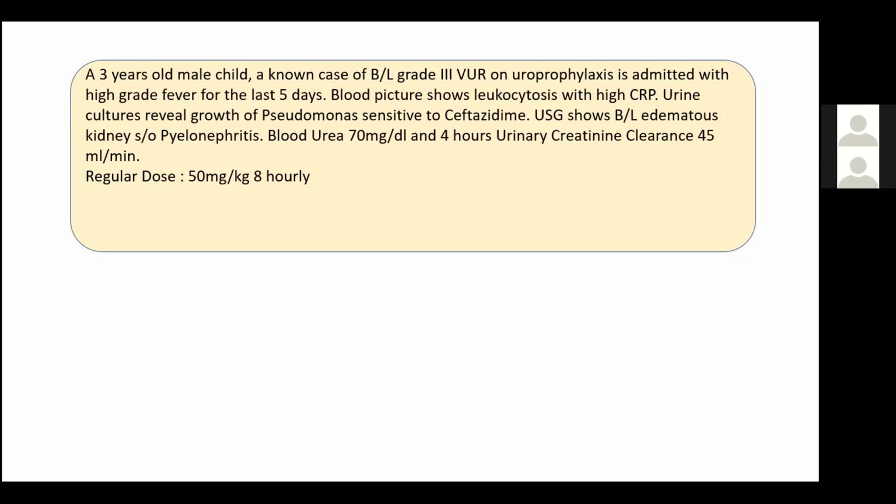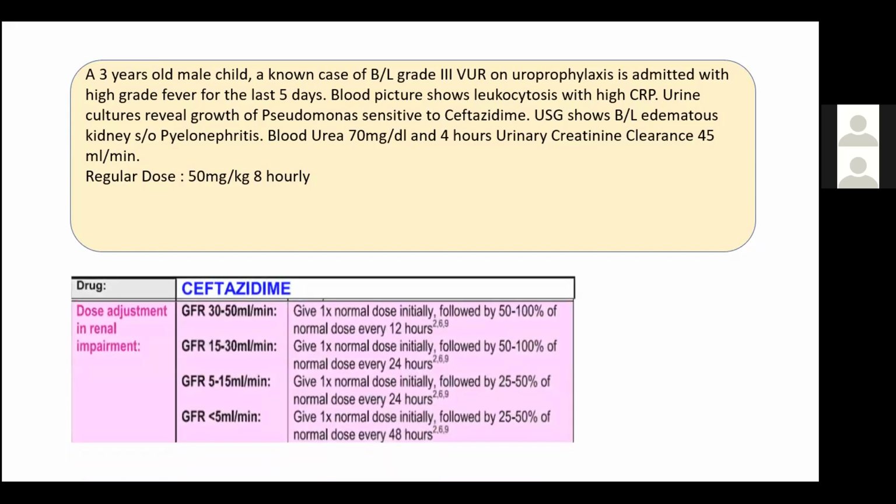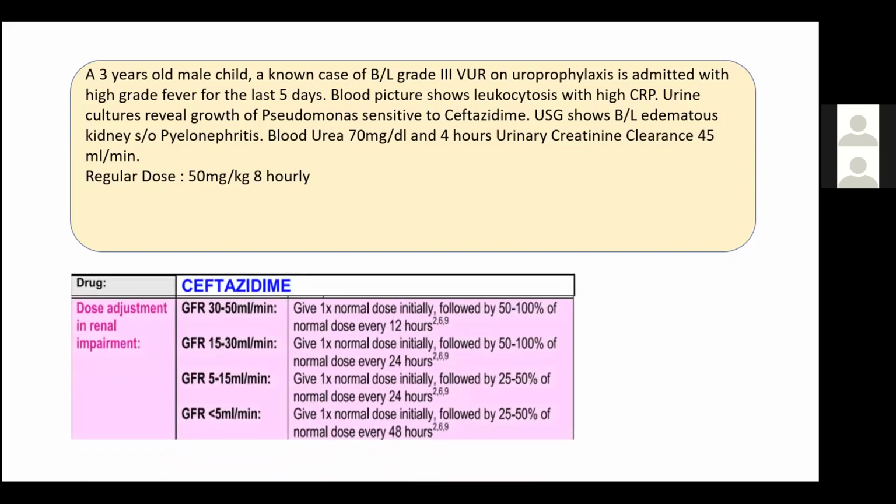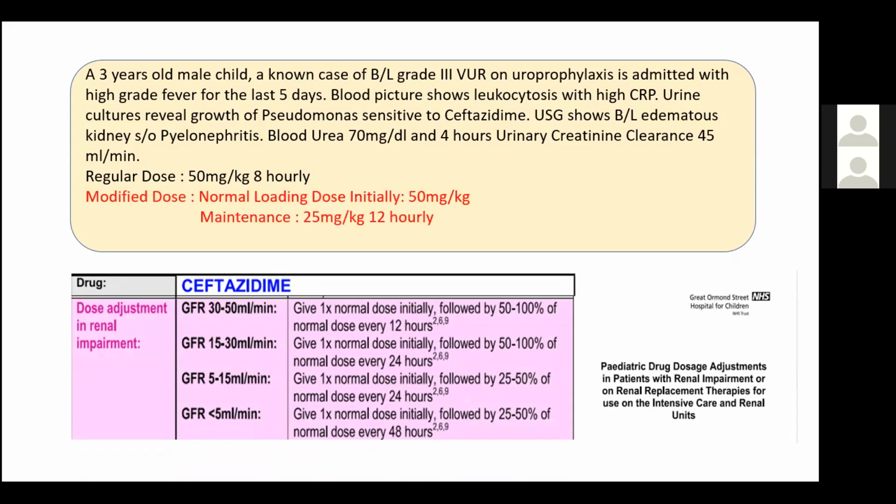Now, we know that the regular dose of ceftazidime is around 50 milligram per kg every 8 hours. Now, let us have a look at the renal dose, the drug dose adjustment in renal impairment for ceftazidime. If the creatinine clearance is in between 30 to 50 ml, we will give one normal loading dose initially, 50 milligram per kg, followed by maintenance of 25 milligram per kg, 12 hourly. So this loading dose is very important.